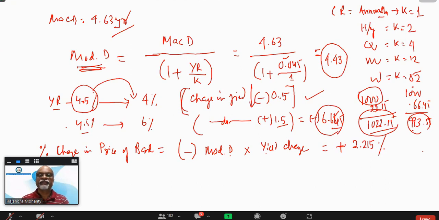Can you calculate if the question comes? What is the yield change? The yield was 4.5, now it has gone to 4. How much has it changed? Minus 0.5. If your gross salary was 20,000 last month and now it is 21,000, what is the change? Can you calculate the change? Okay, sir, 1,000.